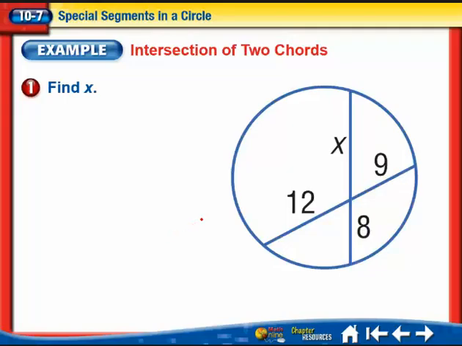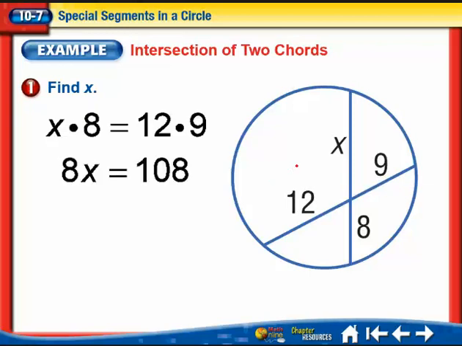Example. Here we have two chords intersecting inside, which means the product of the parts, 8 times x, should equal 12 times 9, the product of the other two parts. So we're going to set our equation up like this. 8 times x, we usually say 8x. 12 times 9 is 108. So then when I divide by 8, again, if you have your calculator with you, which you should, to check my numbers to make sure you know how to punch this stuff in, you should get x equals 13.5.